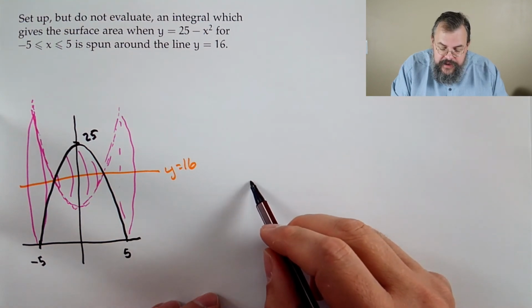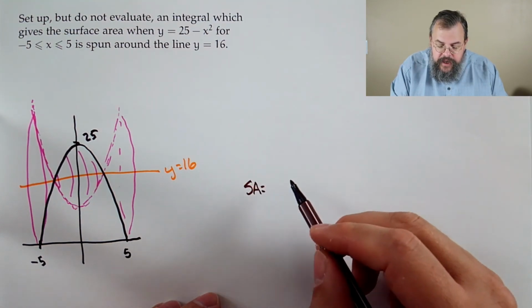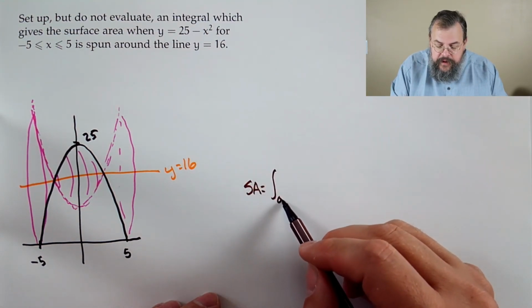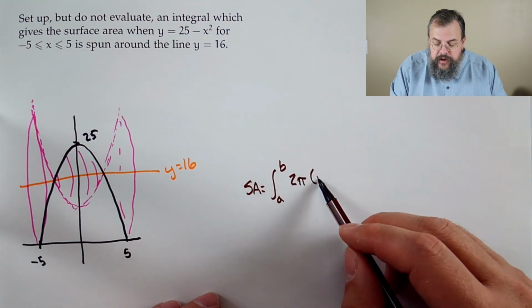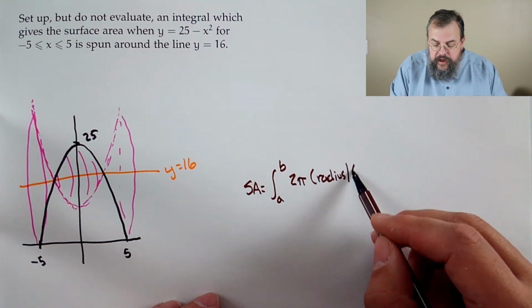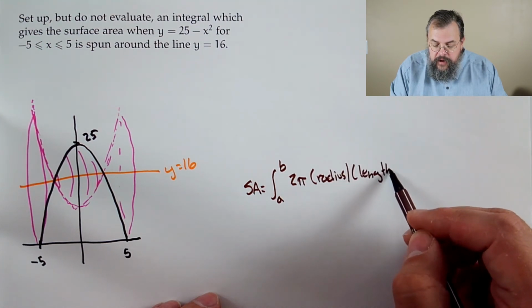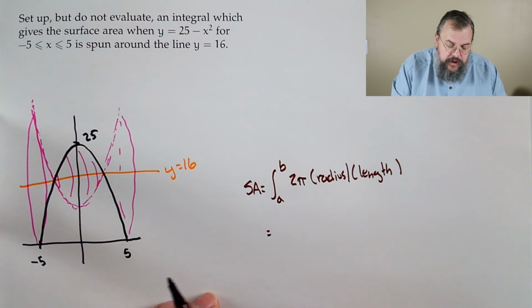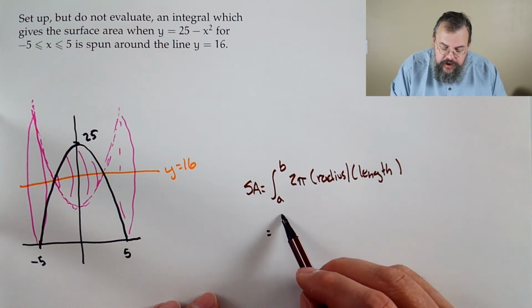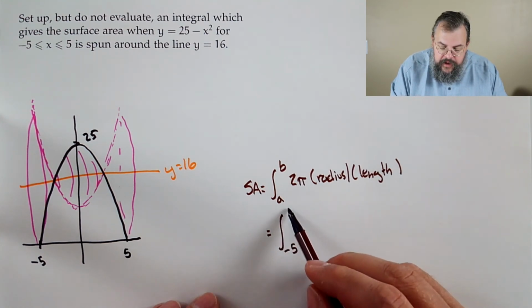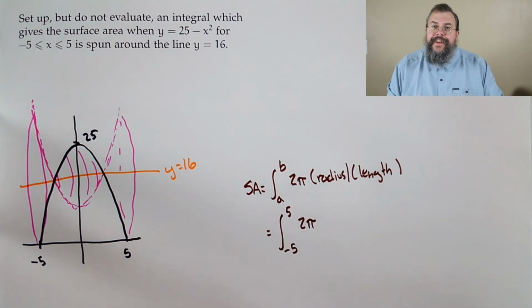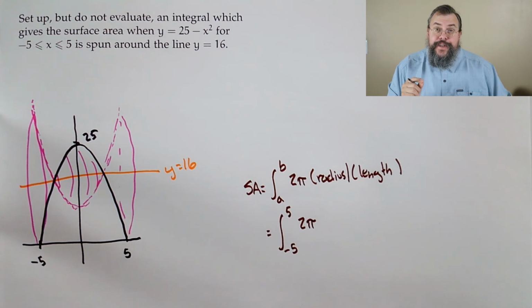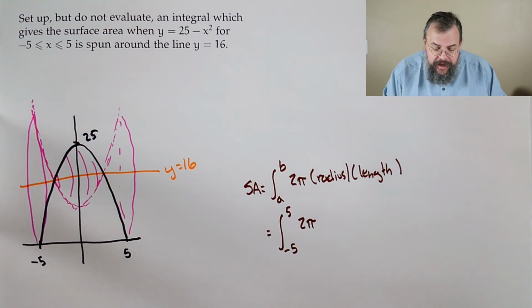So our surface area would be the adding up, or if you like, the integral from a to b of 2 pi, then our radius, and then our length. So, well, let's just write down what we think it should be. Negative 5 to 5, 2 pi. We'll come back to radius. That's almost always the interesting part of these problems, making sure we understand that. But what about the length?